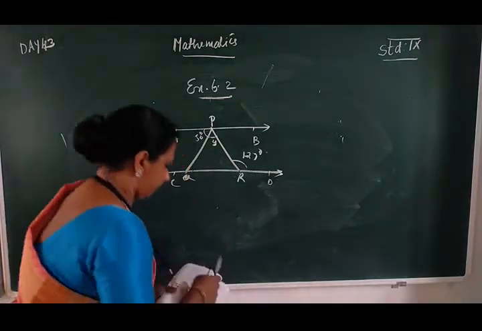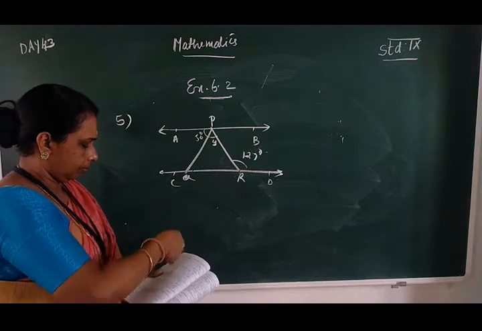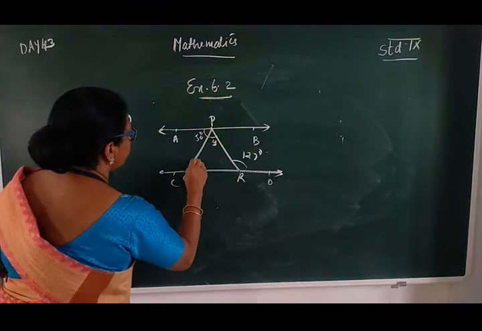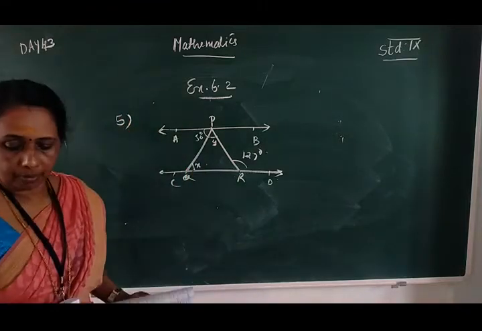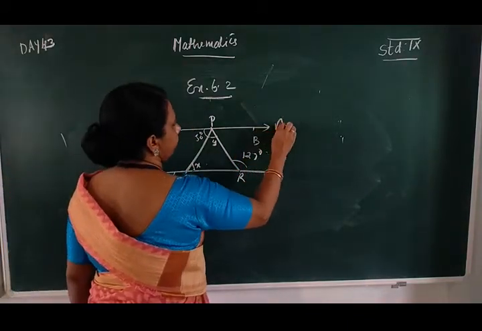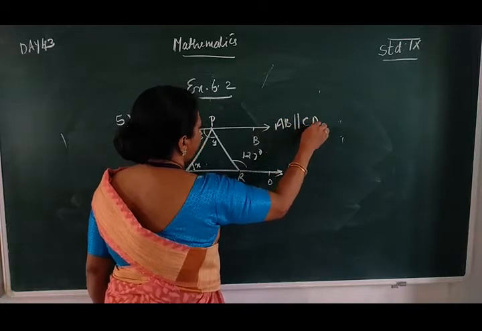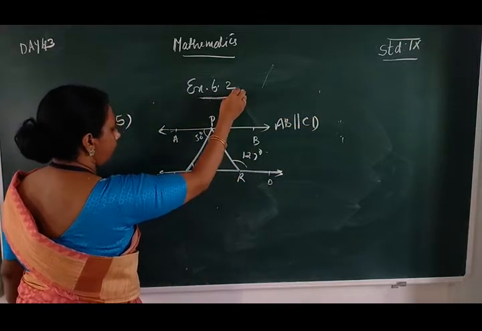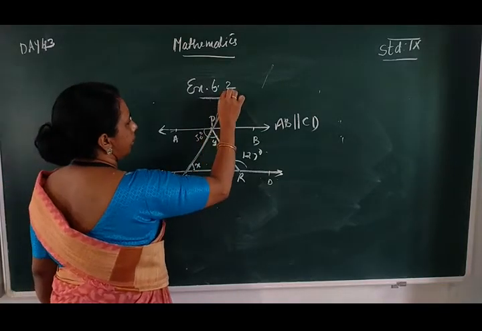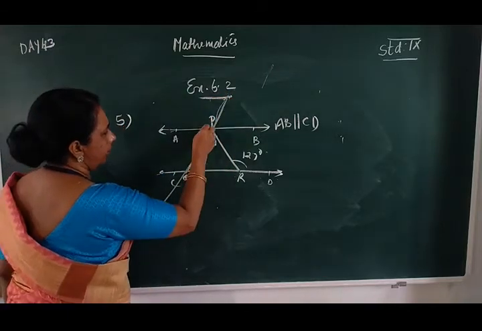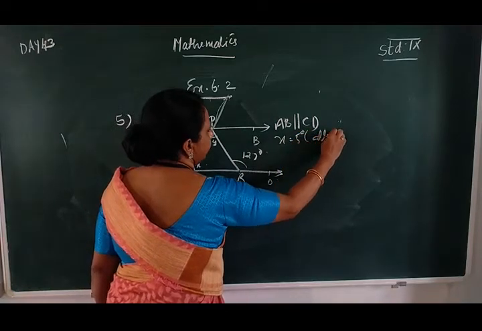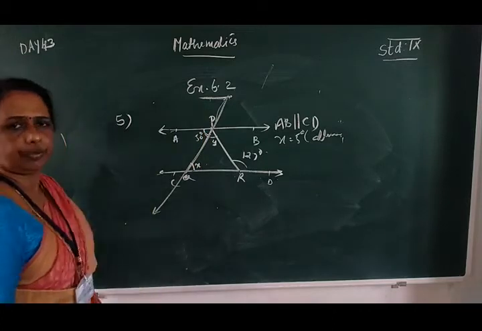Where is x? Okay, here x is here. Here we want to find x and y. Listen, AB is parallel to CD, that is given, and this PQ is the transversal. Extending, this is the transversal. So we can say, by alternate interior angles, x is equal to 50 degrees.